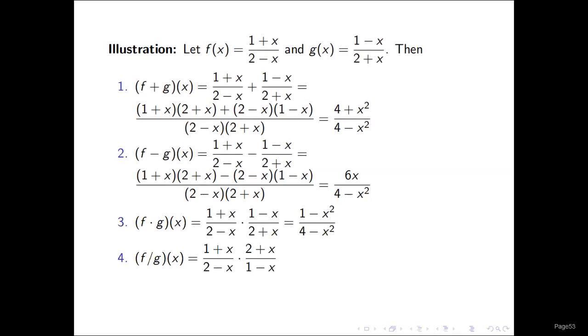And then f over g of x. So what is that? The quotient of the two functions, but instead of dividing by g, we multiply by the reciprocal of g. So I interchange the numerator and denominator here and get this, and then multiply. Numerator times numerator, denominator times denominator, we get this. Okay?